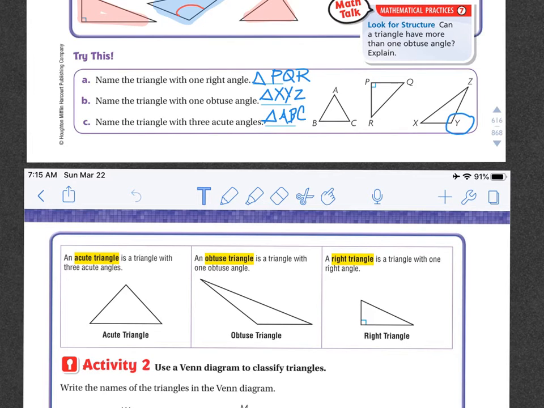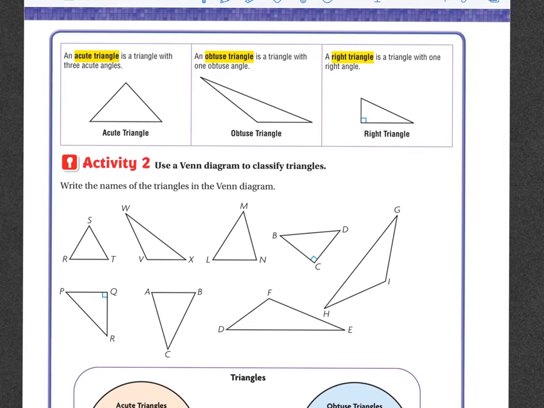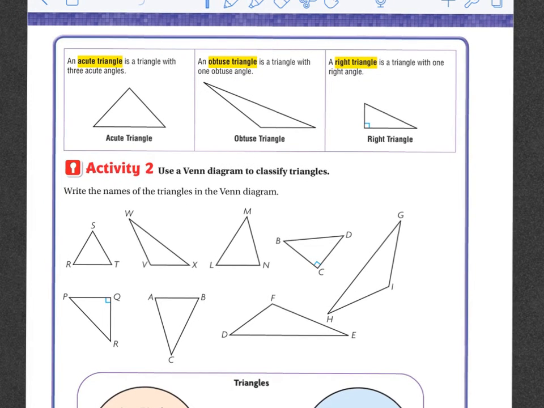Just jumping back to B, the reason why A is PQR is a right angle is because you have the one right angle in a right triangle. Okay. Just to review, the acute triangle has three acute angles. The obtuse triangle has one obtuse angle, and the right triangle only has one right angle.